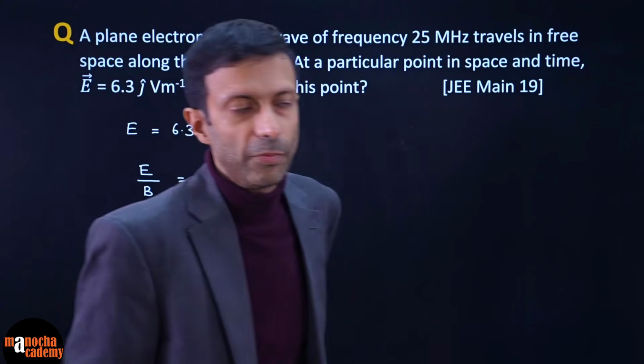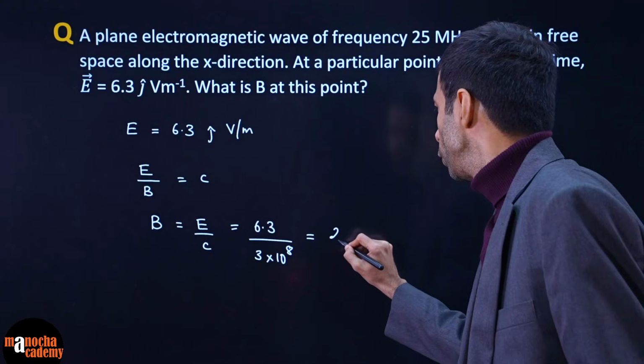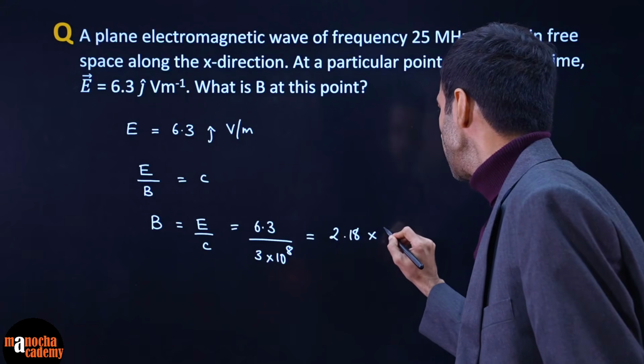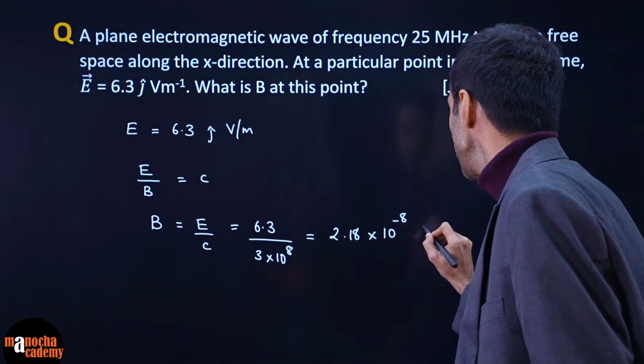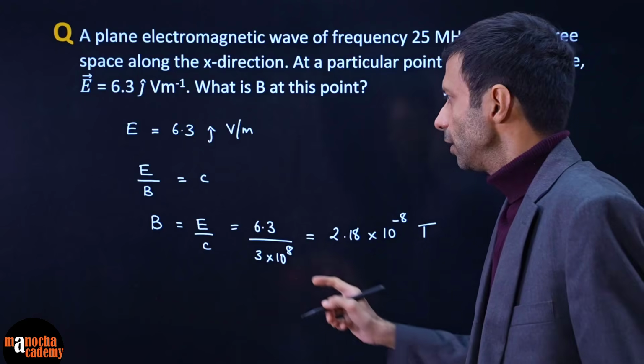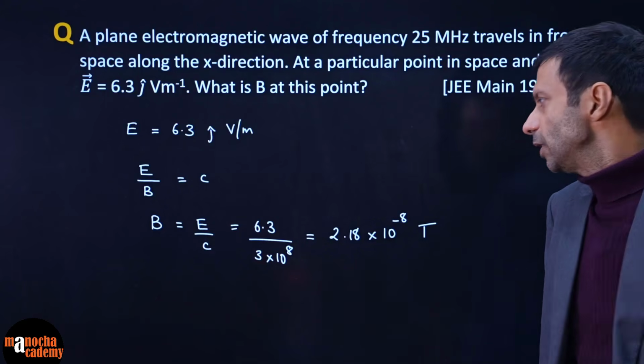So work out the value of B for me. 2.18 times 10 to the power minus 8, and what will be the unit? Tesla, right? This is the magnetic field strength. B is magnetic field strength.